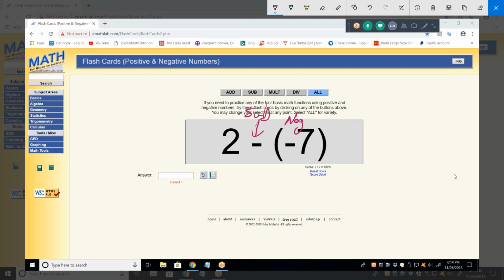Okay, so how do you do subtraction problems? Give me a minute. What? Give me a minute. I'm texting my mom something.